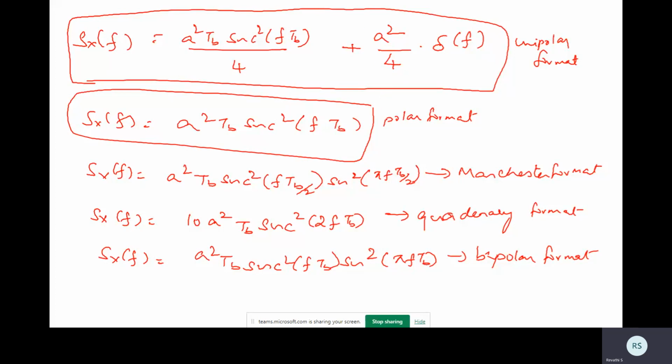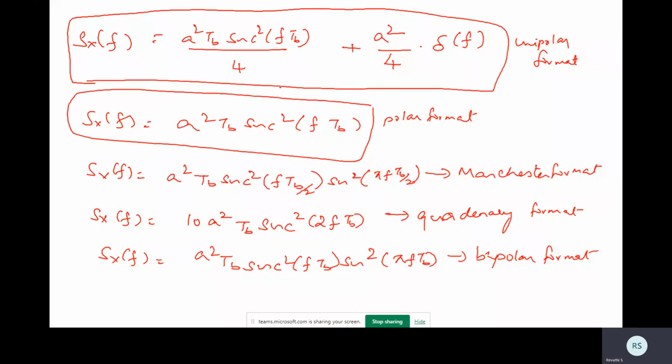Point number 2 is your amplitude, that is how much power is being consumed, which is consuming the largest power. So the power consumed by the unipolar format is very minimal, which is A squared Tb by 4. Whereas for polar formatting, Manchester formatting and bipolar formatting, the power consumed is A squared Tb. You see the magnitude part, amplitude part, A squared Tb. Here again A squared Tb. Whereas power consumed by the quaternary format is the maximum, which is 10 A squared Tb. That is the third point you need to understand.